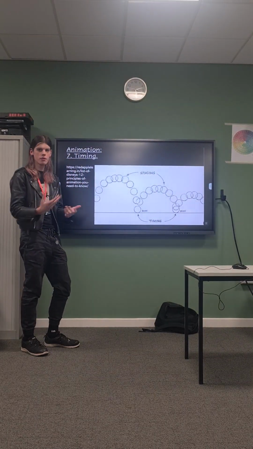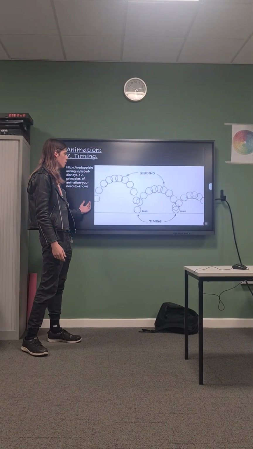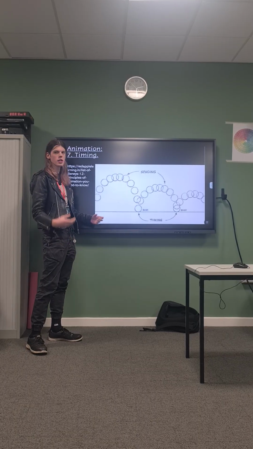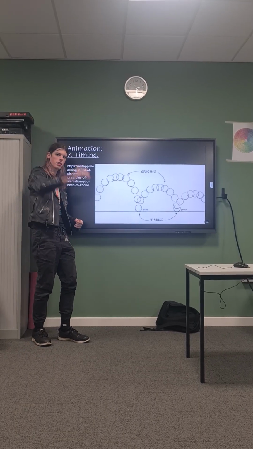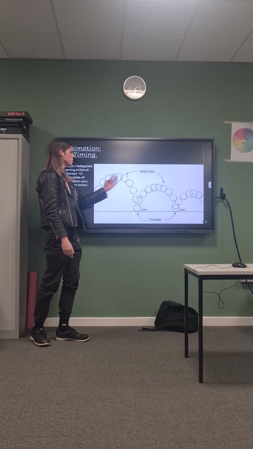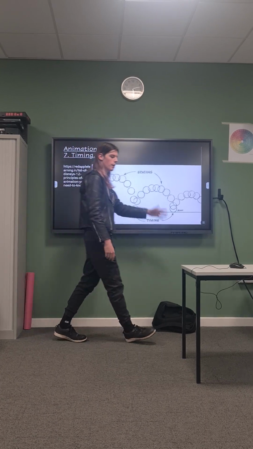Timing is how you get different speeds. If you've ever thrown or bounced a ball, you know that it goes really fast and then it slows down and then goes really fast again. Timing is just doing that. It's the spacing between the bounces.